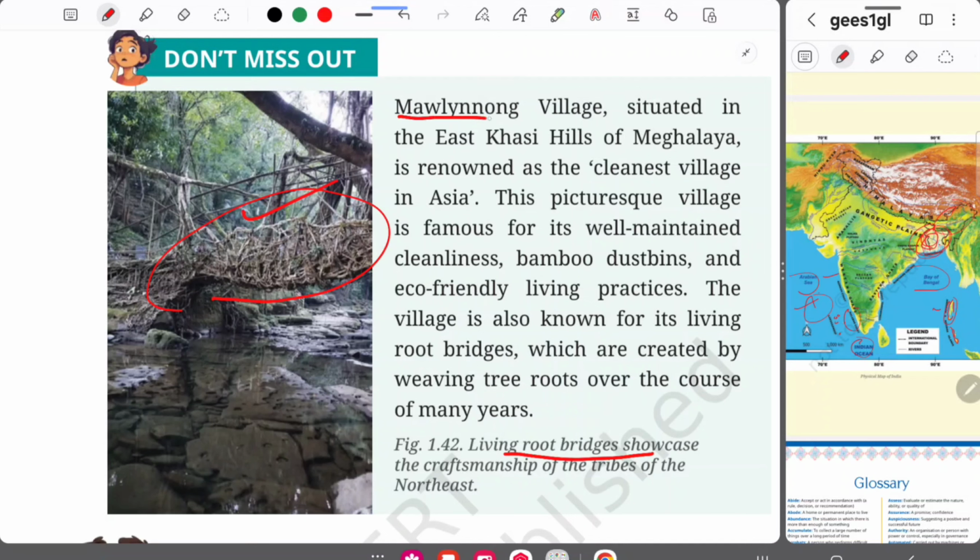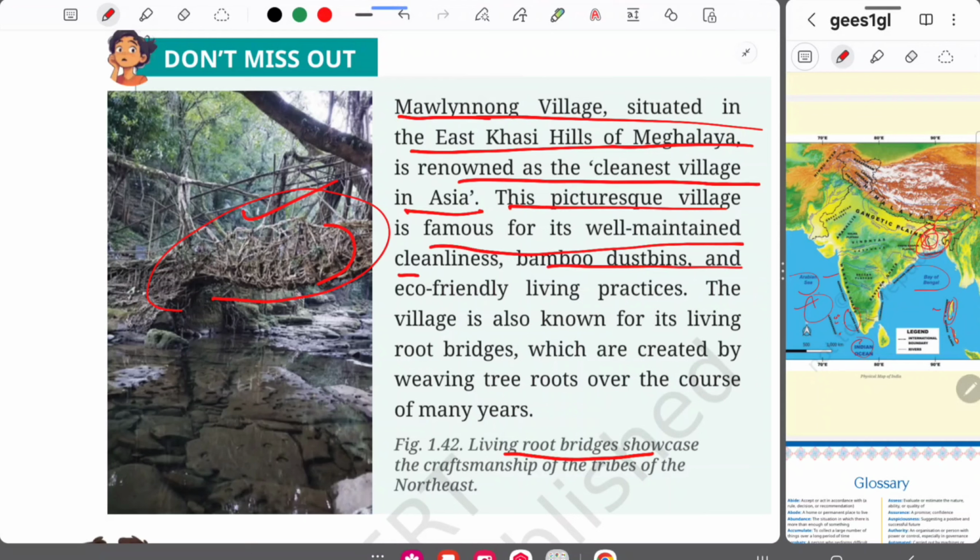This is Mawlyngnong village, situated in the East Khasi Hills of Meghalaya, renowned as the cleanest village in Asia. The village has won the title of Asia's cleanest village, and really it is very clean. The picturesque village is famous for its well-maintained cleanliness, bamboo dustbins and eco-friendly living practices. You will find dustbins made of bamboo, in a triangular shape, in every area of Meghalaya, as they have created this eco-friendly living practice.